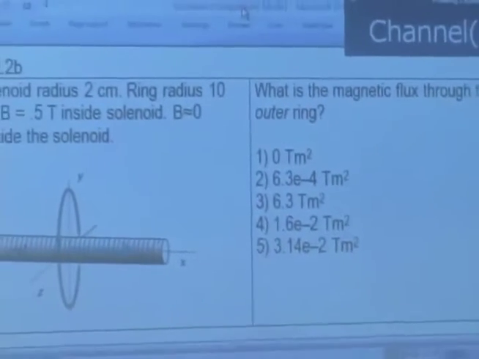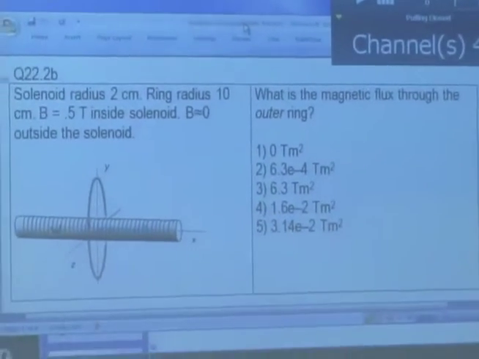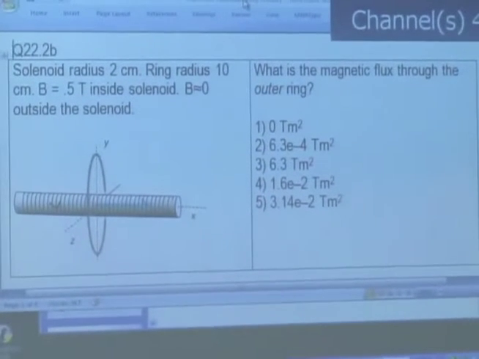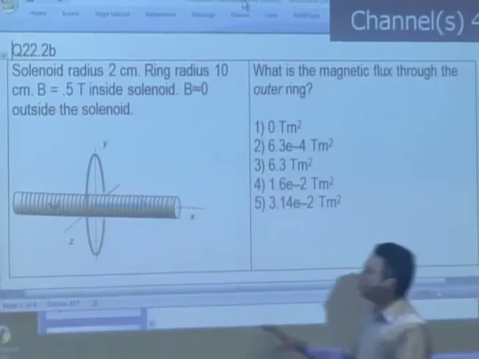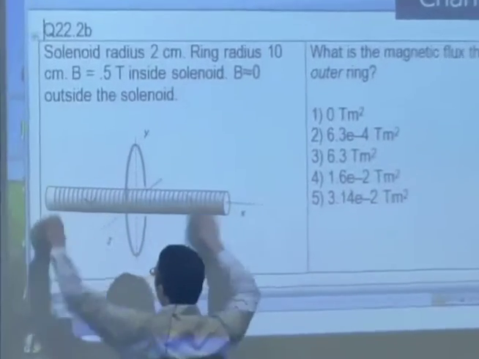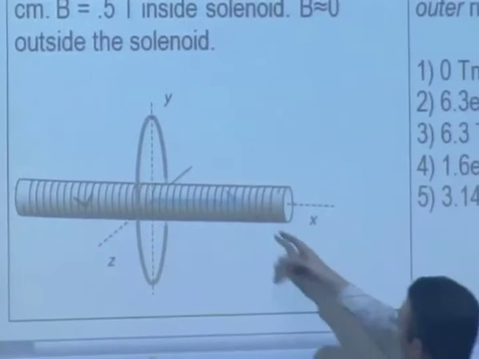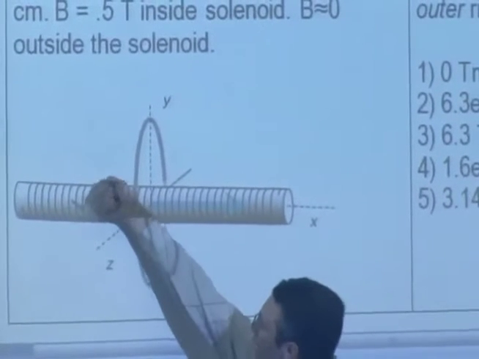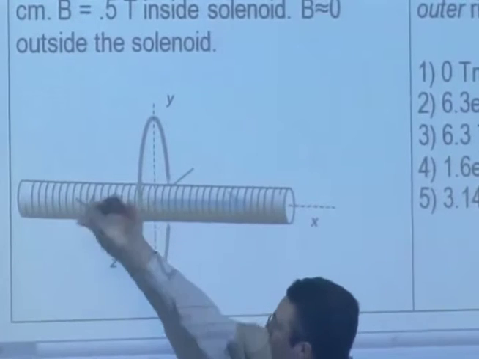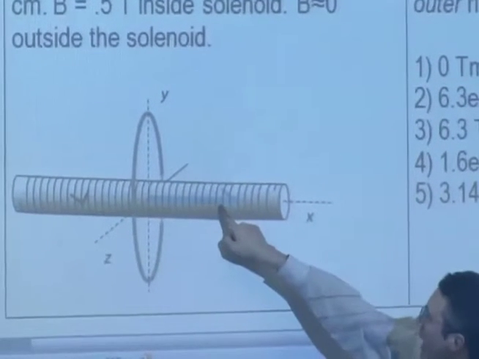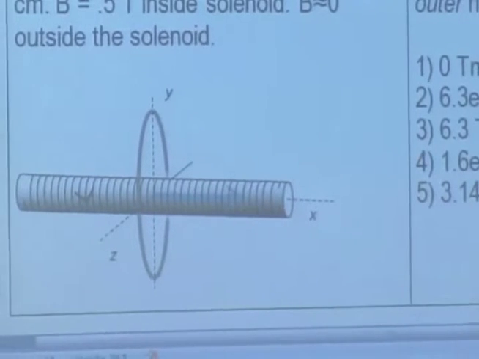Here's a solenoid that is running through the inside of a metal ring. So I've got a long solenoid. Current is running through it in the same way we drew it over there. I'm not sure if you can see this, but the conventional current is coming out at the top, going in at the bottom, so it's wrapping around like this. It's producing in the interior a magnetic field pointing along the positive x direction.